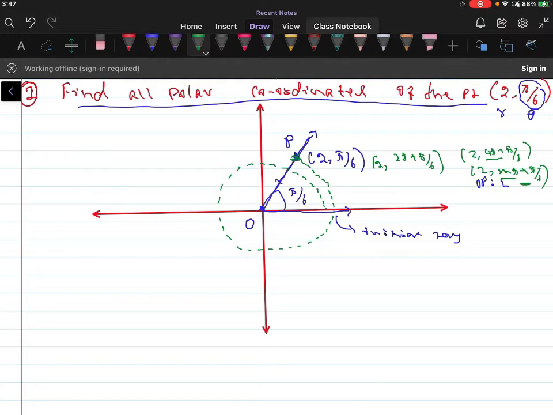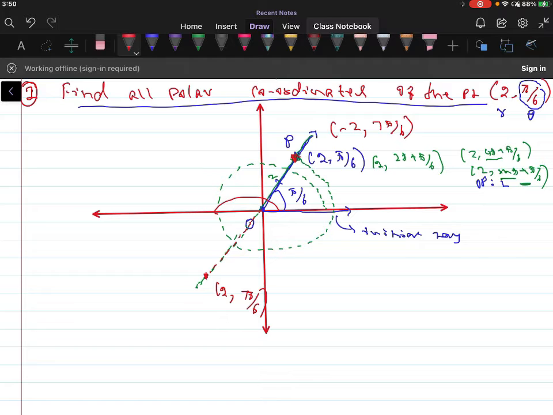The length from O to P is 2. Now take the ray in the opposite direction. This point, let us take (2, ...), is 180 degrees plus pi by 6, that is 7 pi by 6. So this point is (2, 7 pi by 6). On the opposite side, this point can also be represented by (-2, 7 pi by 6).